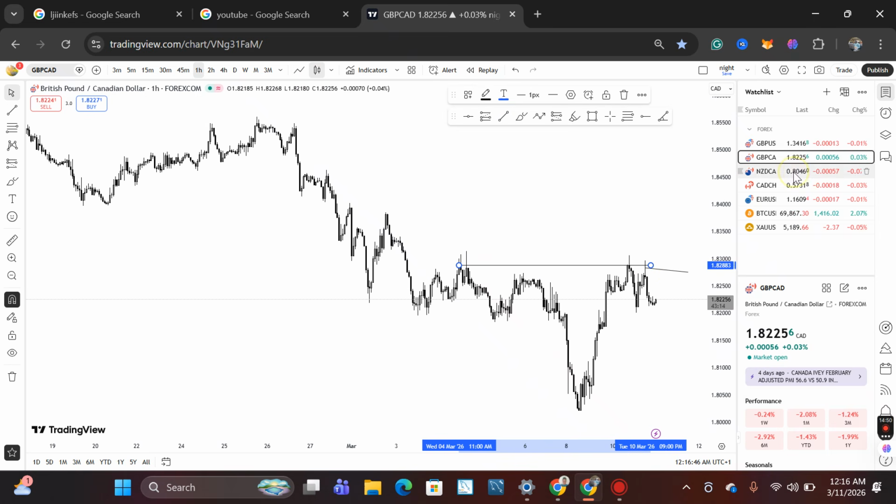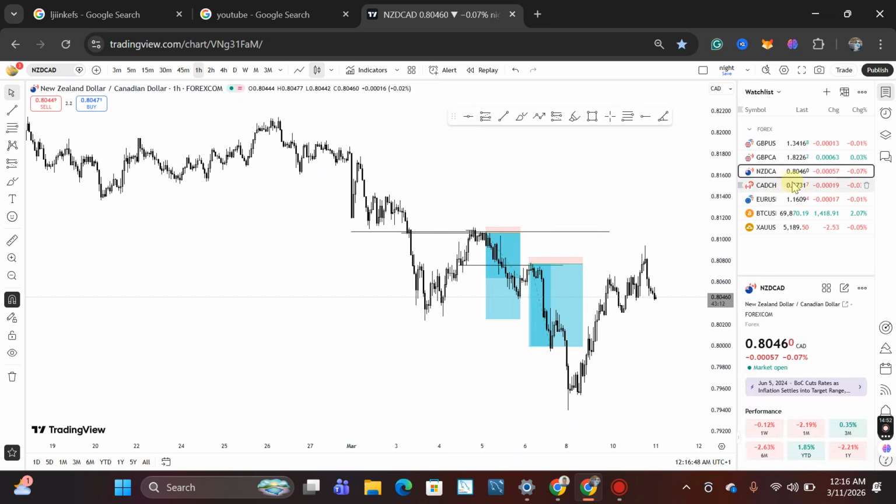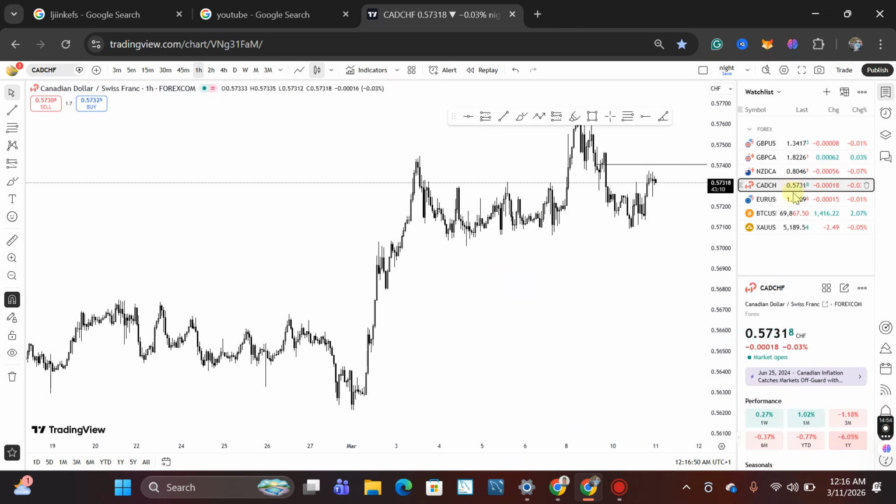So these markets are very, very beautiful. We'll talk about key levels and bias in the next class.